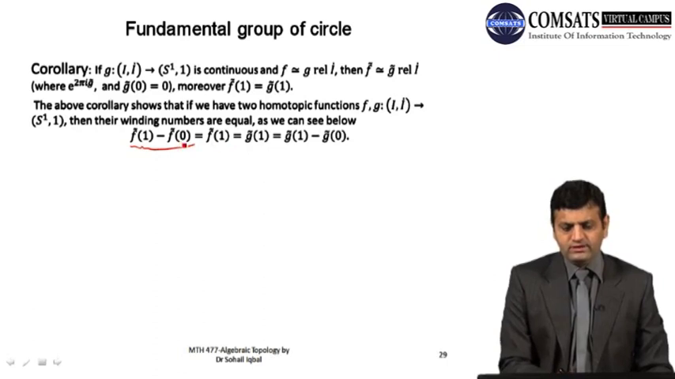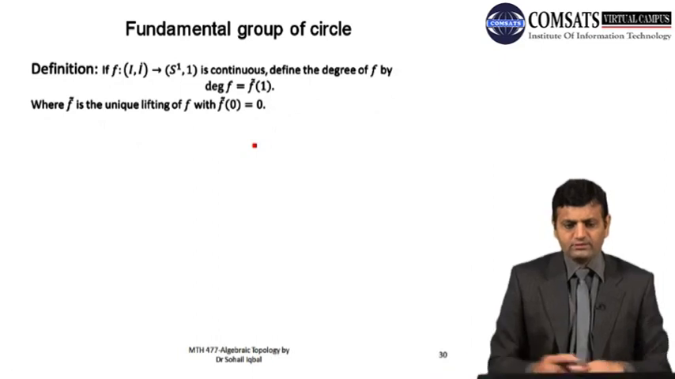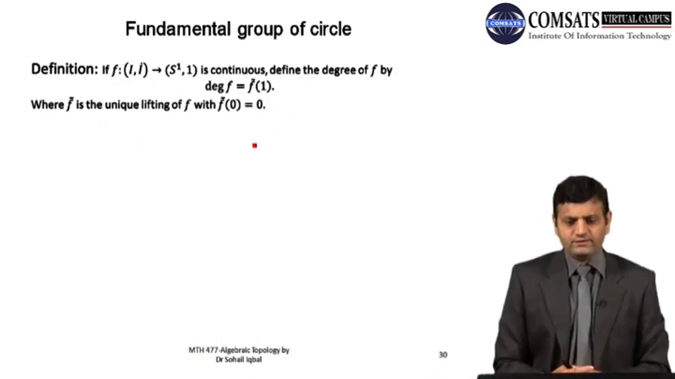So f tilde of 0 is basically 0. We have already seen it. And similarly g tilde of 0 is 0, and f tilde of 1 is equal to g tilde of 1, because they are relative homotopic. Okay, so given any continuous function between these two pointed topological spaces, we can define the degree of f to be equal to f tilde of 1, where f tilde is the unique lifting of f with f tilde of 0 equal to 0.